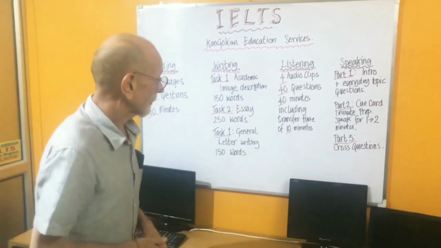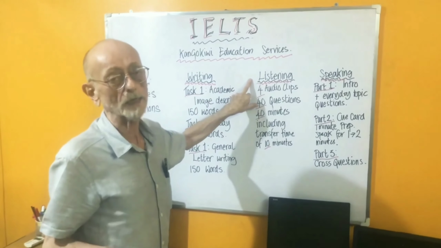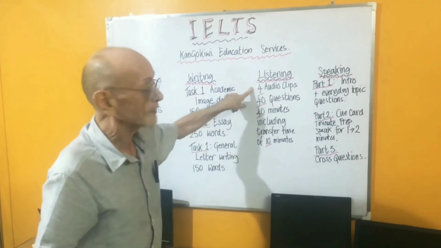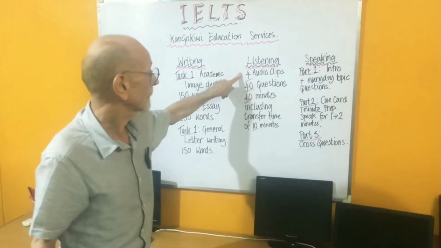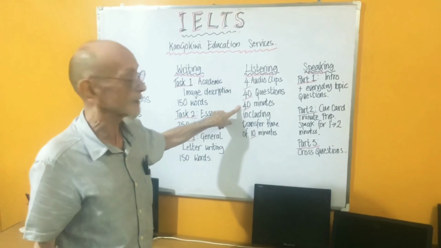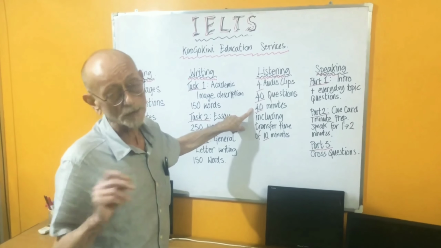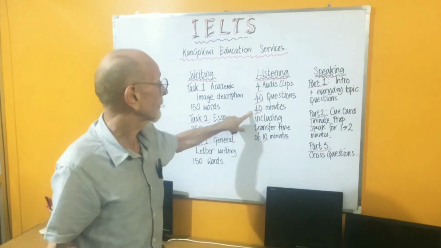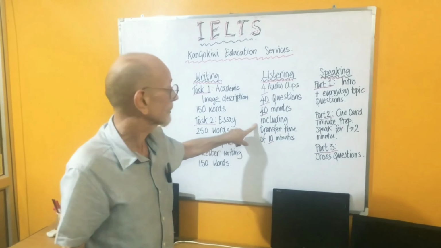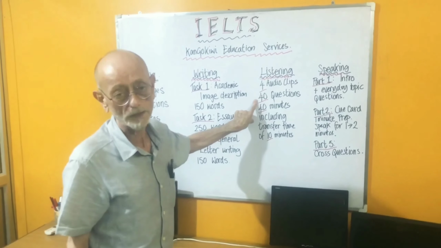Okay. So now, listening and speaking, these are both exactly the same in academic or general. Your listening test involves, you have to listen to 4 separate audio clips. There are a total of 40 questions, and in total they give you 40 minutes to complete this task. 30 minutes of that is listening to the audio clips and writing your answers while you're listening, and then another 10 minutes for transferring the answers onto an official answer sheet. So 4 audio clips, 40 questions, 30 minutes listening, and 10 minutes transfer time.